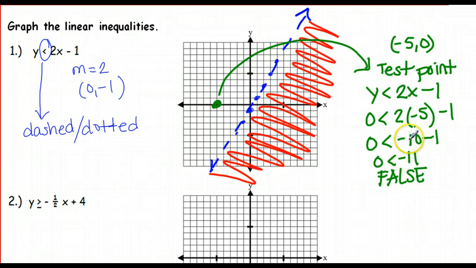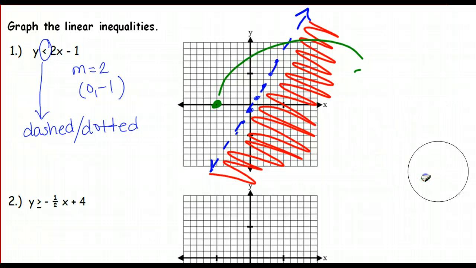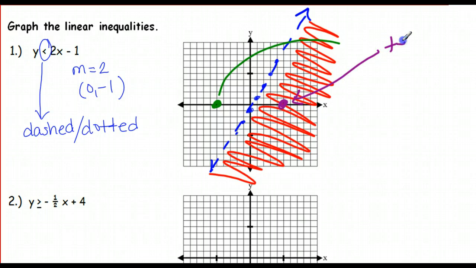Now if you wanted to, you could check an ordered pair that's in the shaded region. So let me go ahead, just so we have some room, and erase the example we just did. And let's test another point. How about we test this point, 5, 0. So our new test point is 5, 0. And you can test any point you want.